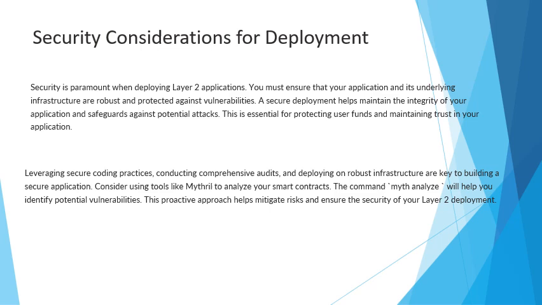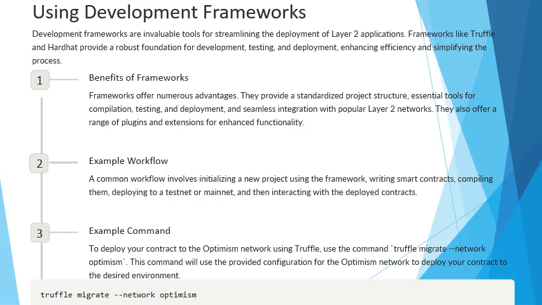Leveraging secure coding practices, conducting comprehensive audits, and deploying on robust infrastructure are key to building a secure application. Consider using tools like Mythril to analyze our smart contracts. The command myth analyze will help you identify potential vulnerabilities. This proactive approach helps mitigate risks and ensures the security of our layer 2 deployment.